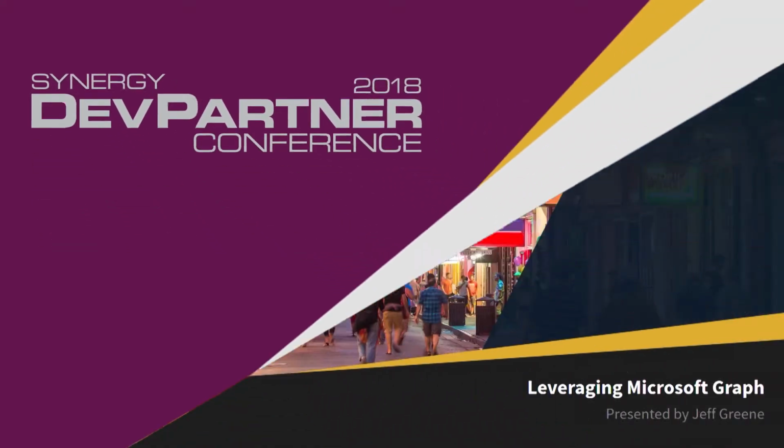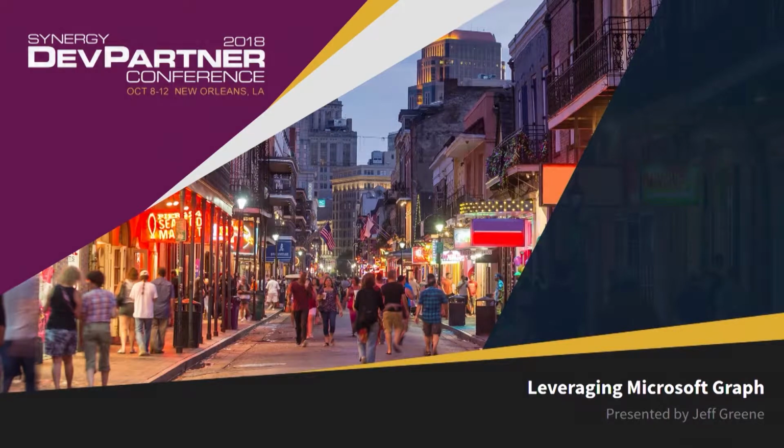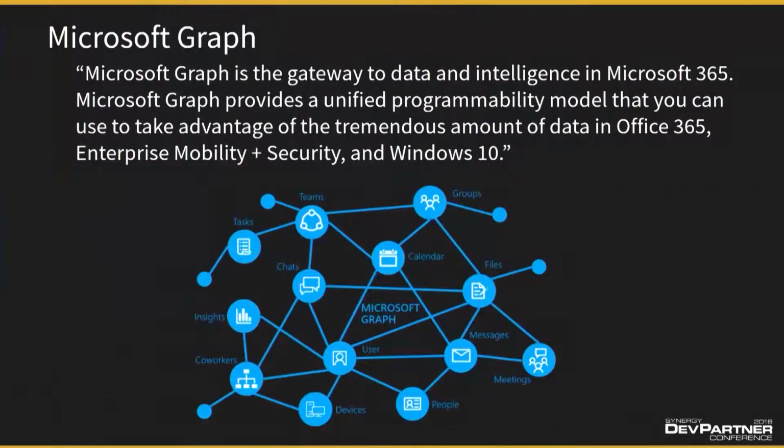I am here to talk about Microsoft Graph. Microsoft Graph is the gateway to data and intelligence in Microsoft 365. Microsoft Graph provides a unified programmability model that you can use to take advantage of the tremendous amount of data in Office 365, enterprise mobility, security, and Windows 10. I put quotes around that because that's what Microsoft describes this thing as.